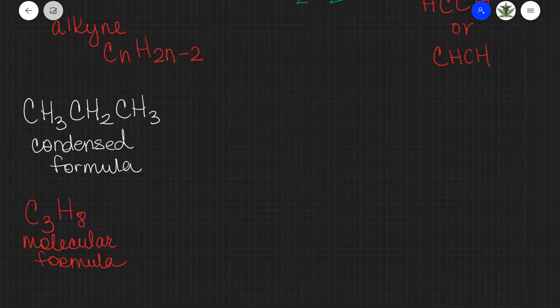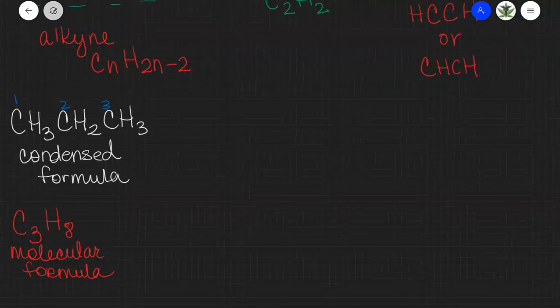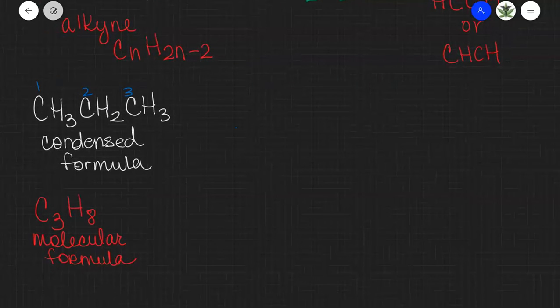What if I decided I wanted to write the bond line formula? I look at the number of carbons I have. 1, 2, 3. And I want to write a zigzag. So that's just a V, because that will represent 1, 2, 3. And this would be my bond line formula.